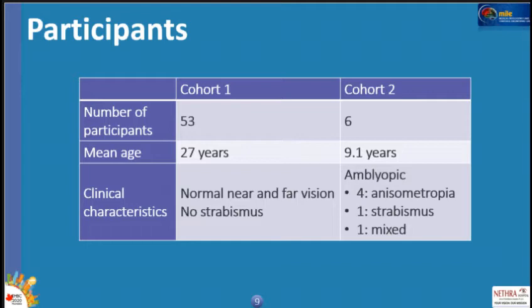The first cohort consists of 53 subjects with normal vision and no strabismus. This criterion was chosen to ensure that the participants do not have amblyopia. Cohort 2 consists of 6 amblyopic children. 4 of them had anisometropia, 1 had strabismus, and 1 had both anisometropia and strabismus. Let's see how the participants performed in the test.